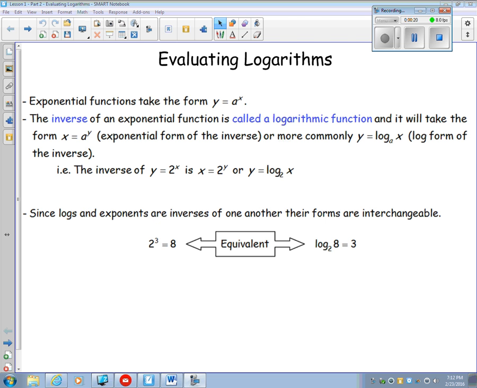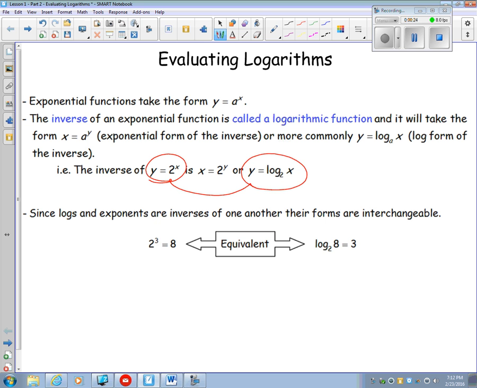y equals 2 to the x, that's our exponential version. Its inverse, the one we're going to start using, is y equals log base 2 of x. Notice that the base here is still the base over here. We call that the base. Since logarithms and exponents are inverse to one another, we can use these two forms interchangeably. Sometimes it might be easy to calculate this kind of answer in exponential form. Sometimes it might be easier to use a logarithm to calculate something. And we can go back and forth between the two things.